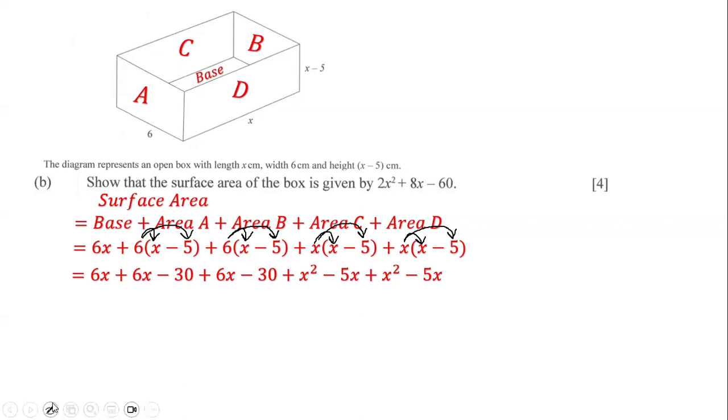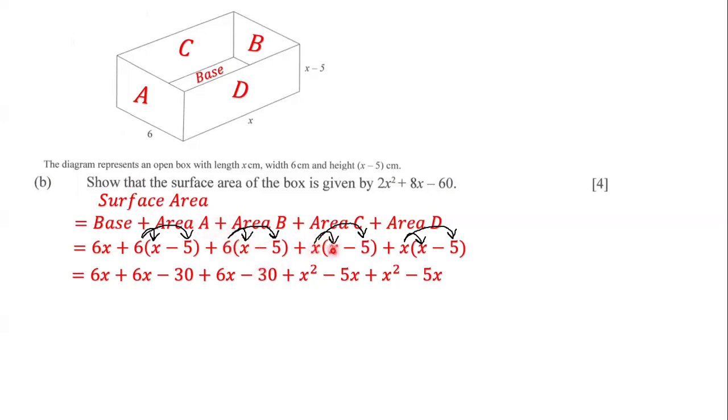And so if we multiply these out, 6 times x is 6x. Then we have 6 times negative 5, which is negative 30. Then we have 6 times x, which is 6x. Then we have 6 times negative 5 and 6 times negative 5, and 6 times negative 5 is negative 30.